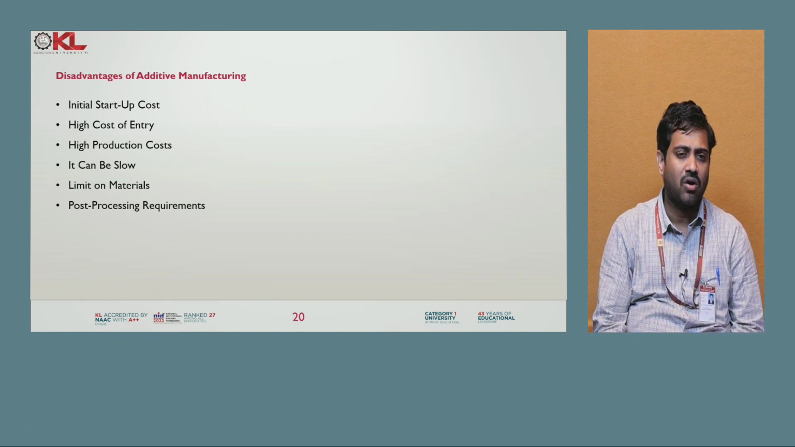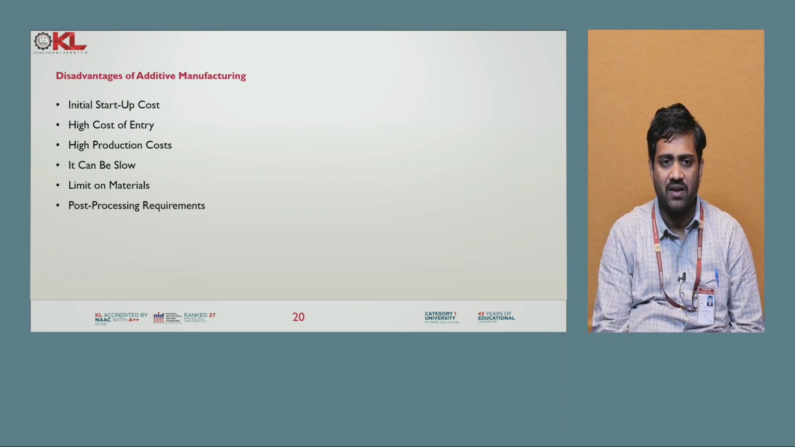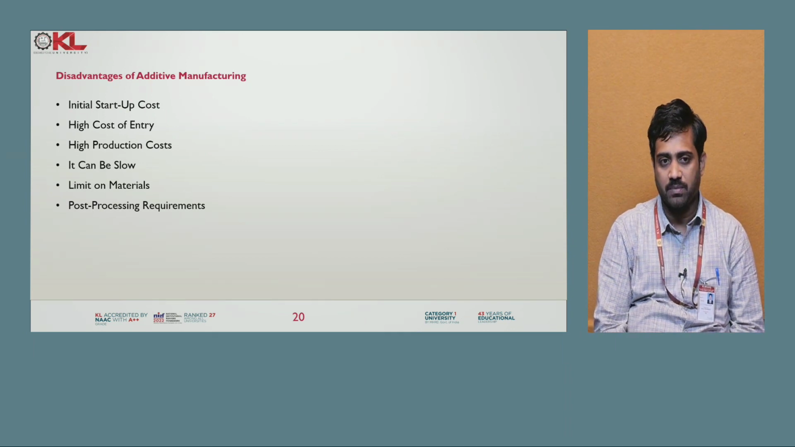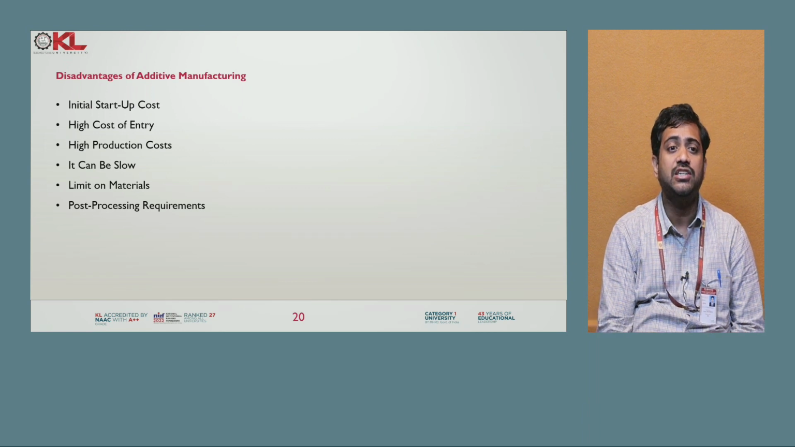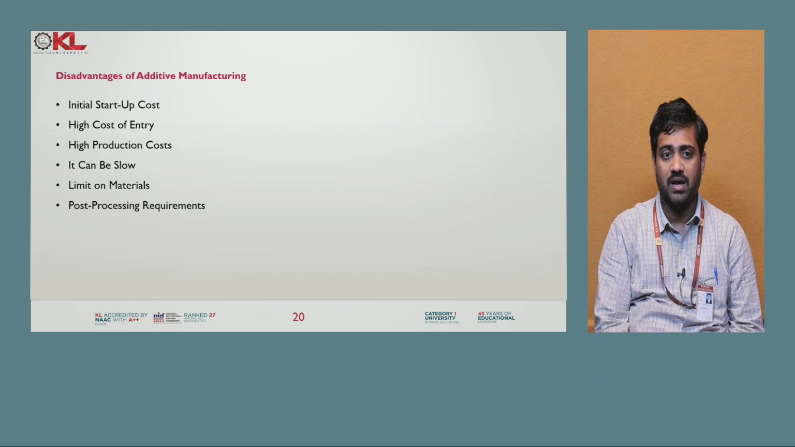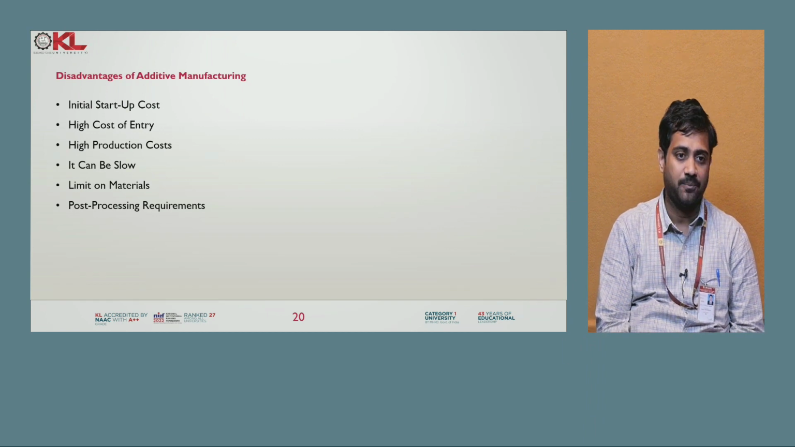Limit on materials. All materials we can't use for additive manufacturing. As I mentioned, ABS, PLA, PETG, paper, there are only some specific, light materials with which we are able to work in this particular additive manufacturing concept. We can't use all hard materials. There is a limitation on this. Even though metals can be used to print nowadays, there is still a limitation.